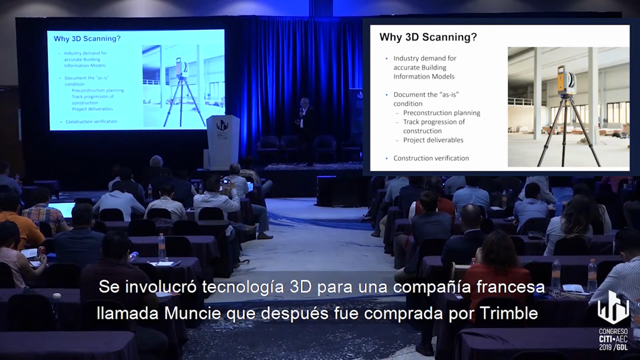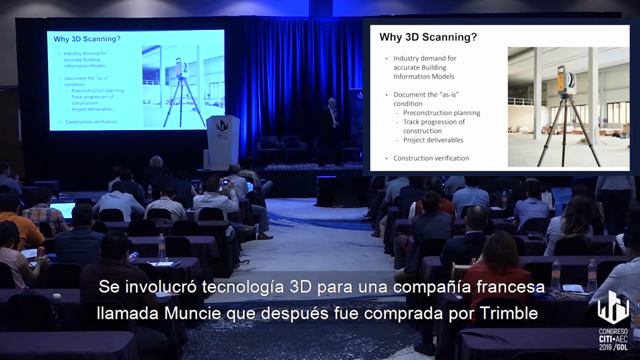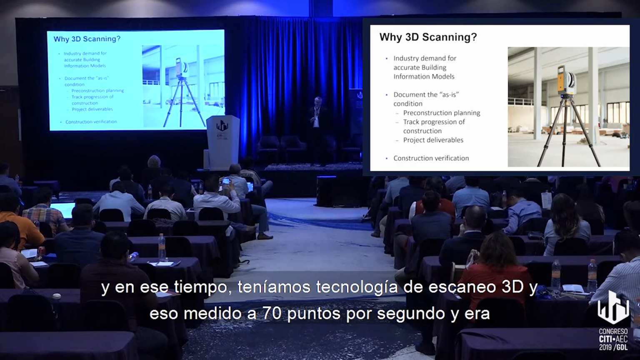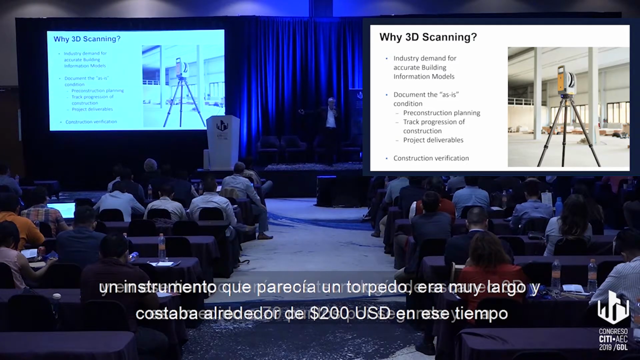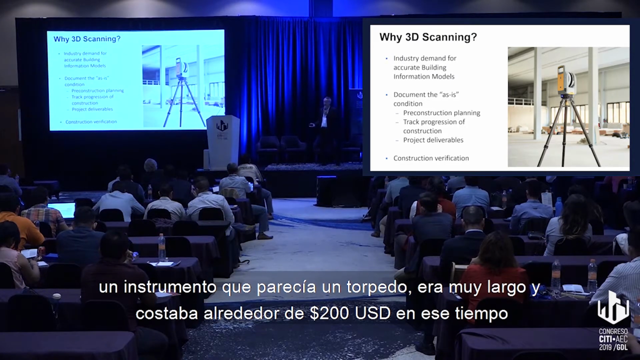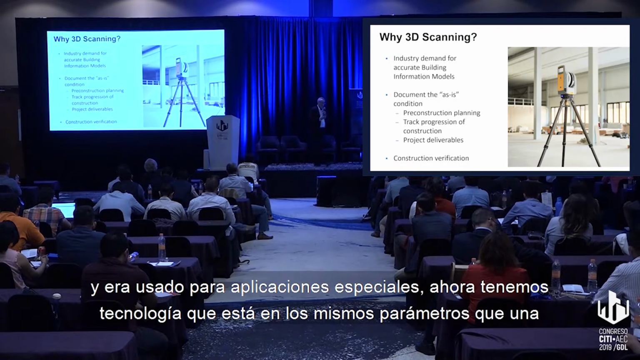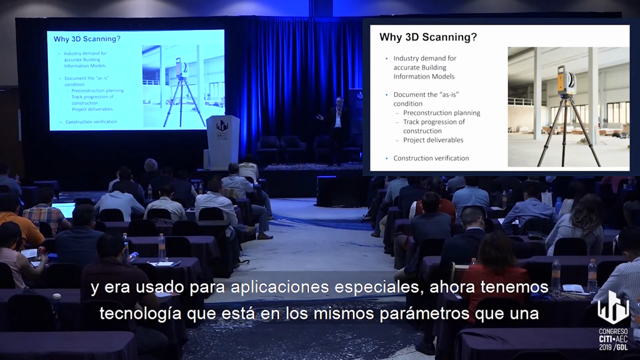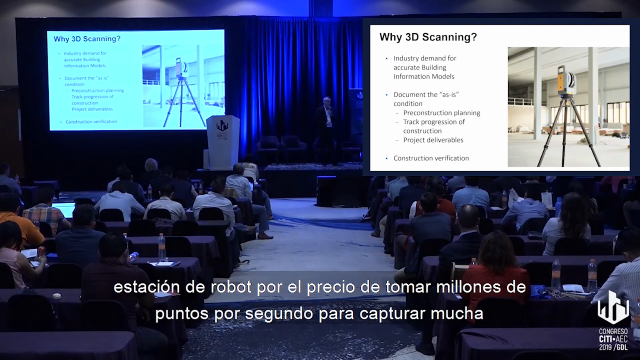Now, I was involved in 3D scanning technology. I worked for a French company called Mency that was later on purchased by Trimble. And at that time, we had 3D scanning technology that we released, and that measured at 70 points per second. It was an instrument that looked like a torpedo. It was very large. It cost almost $200,000 at the time, and it was used for specialty applications. Now we have technology that is in the same realm as a robotic total station for price.